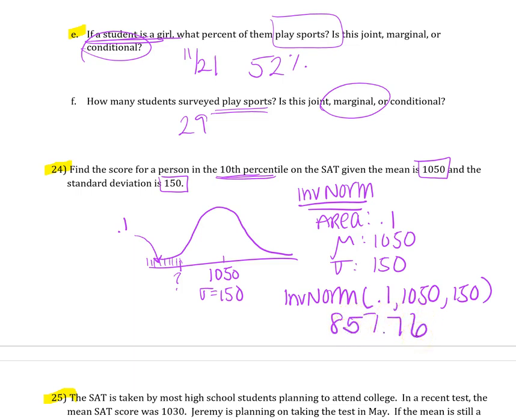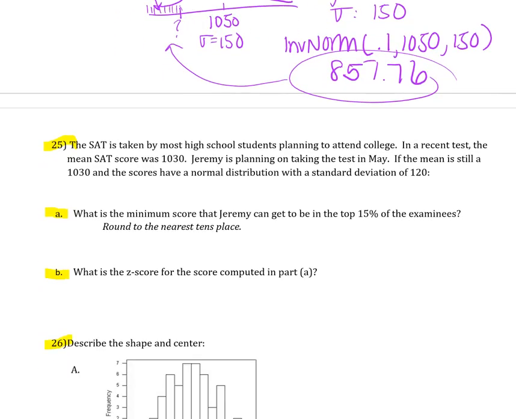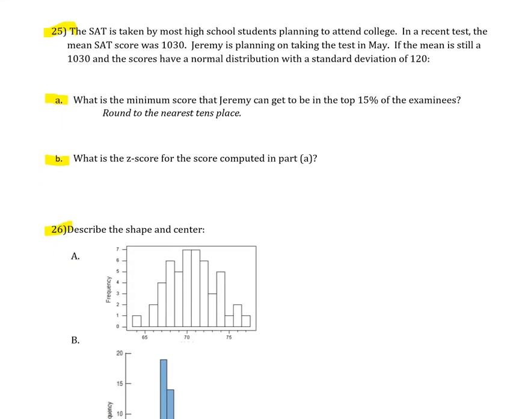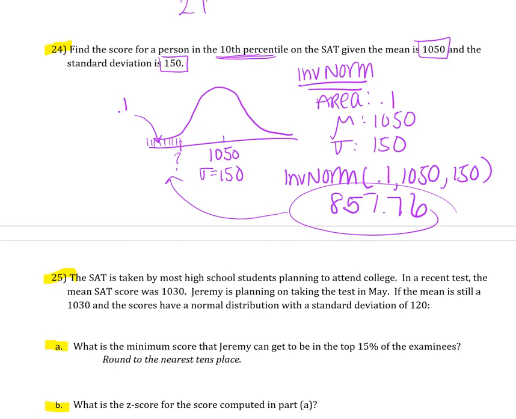Okay, and then we give you rounding directions here, but we'll say, just for the sake of a couple decimals here, this means that this is the data value that would put you at the 10th percentile. You scored an 857. Okay, and one more thing before I move on. Know that inverse norm, when it asks you for the area, it's always, always, always the area to the left. It'll never be to the right of it.